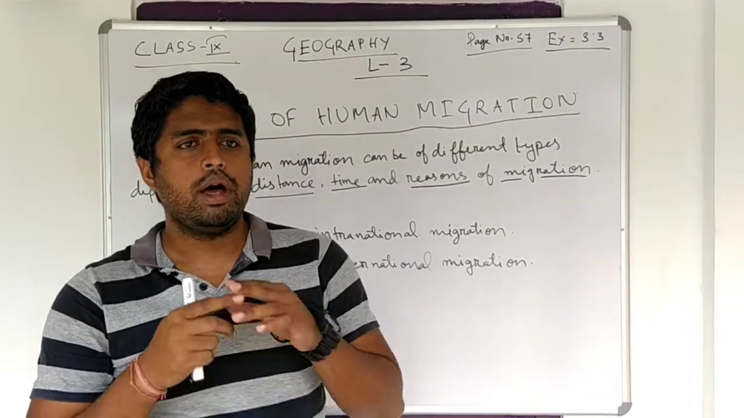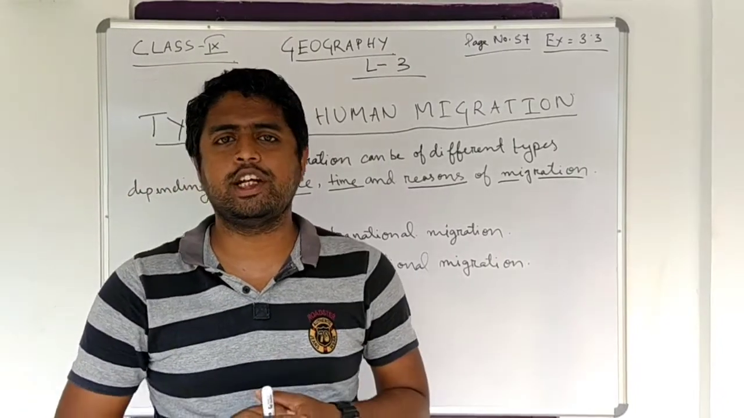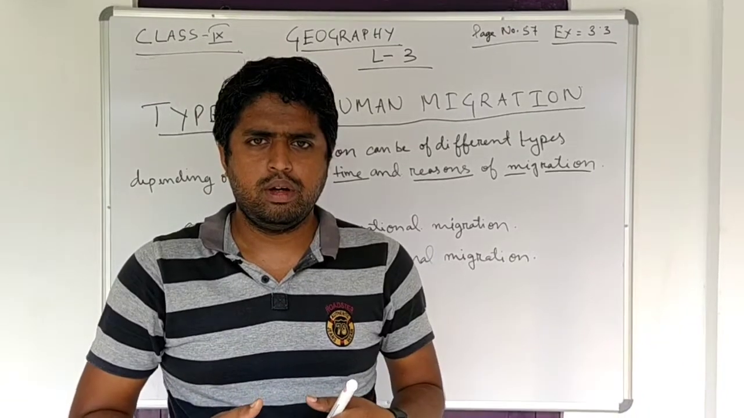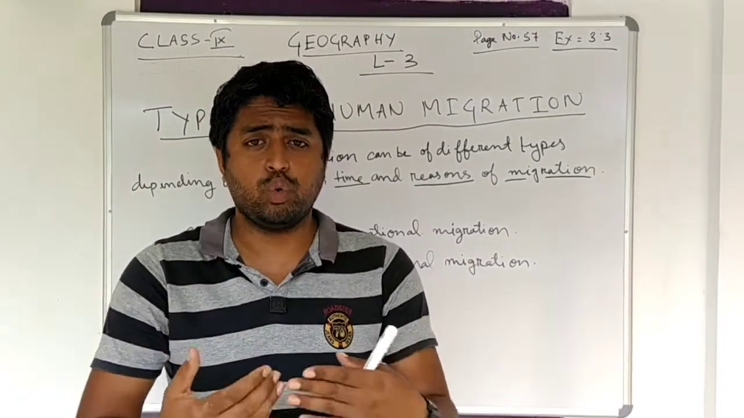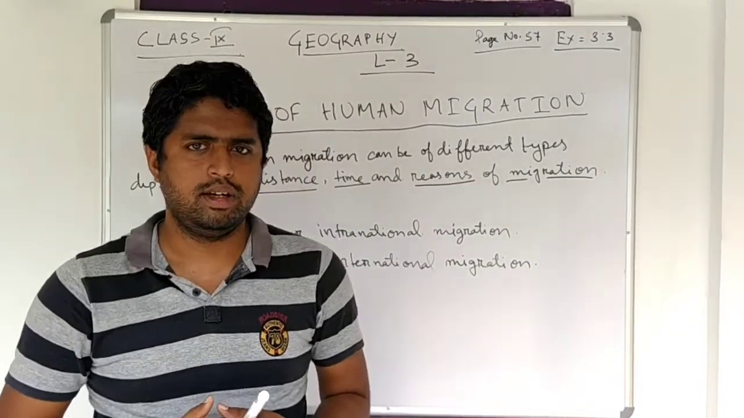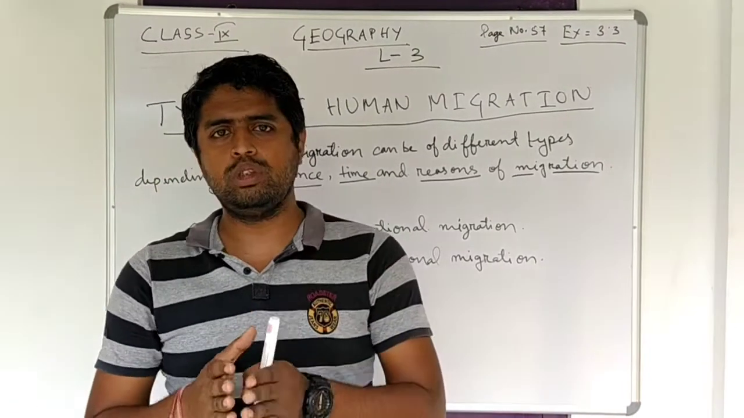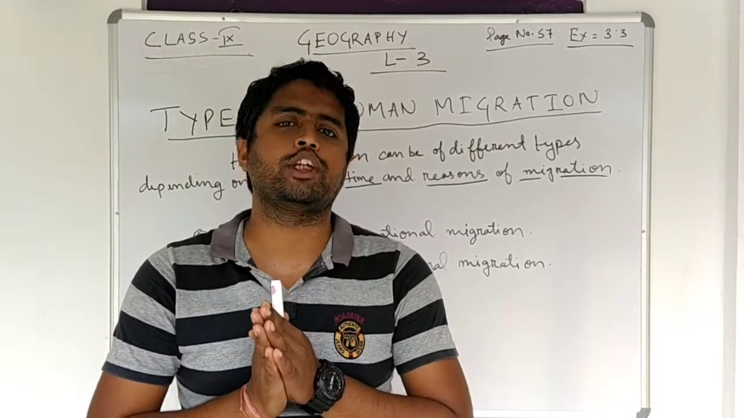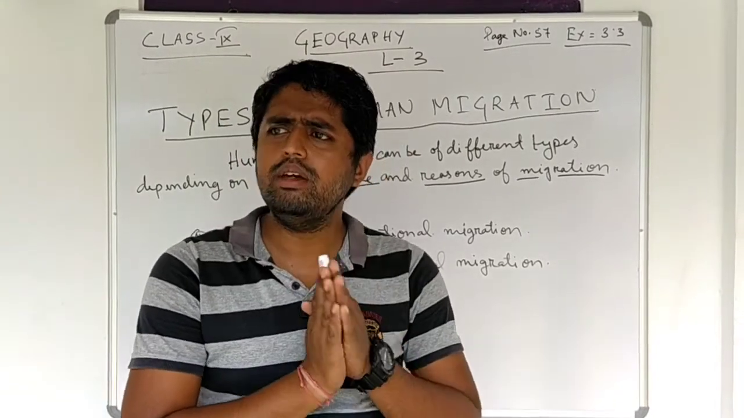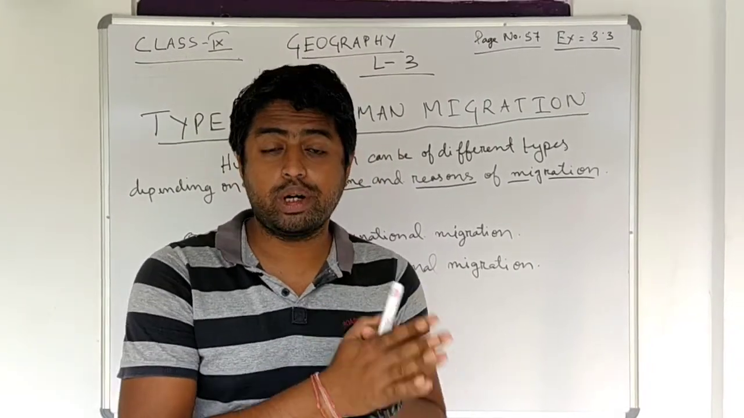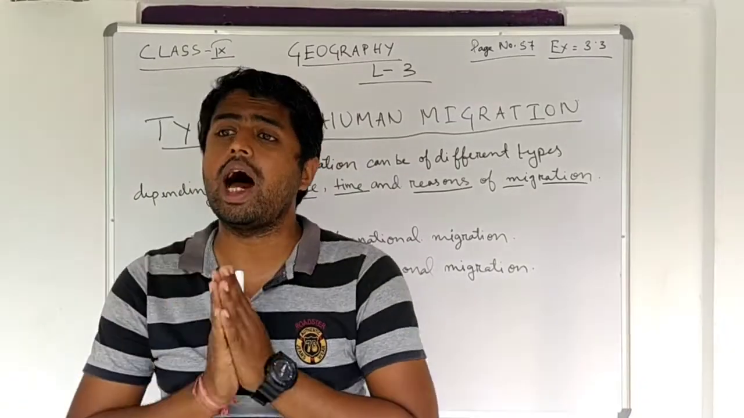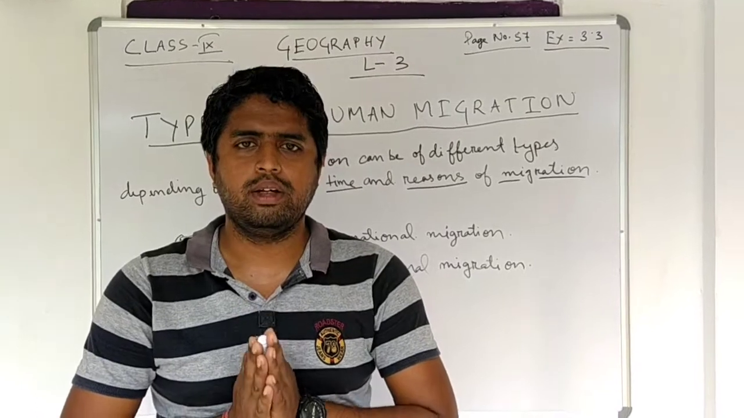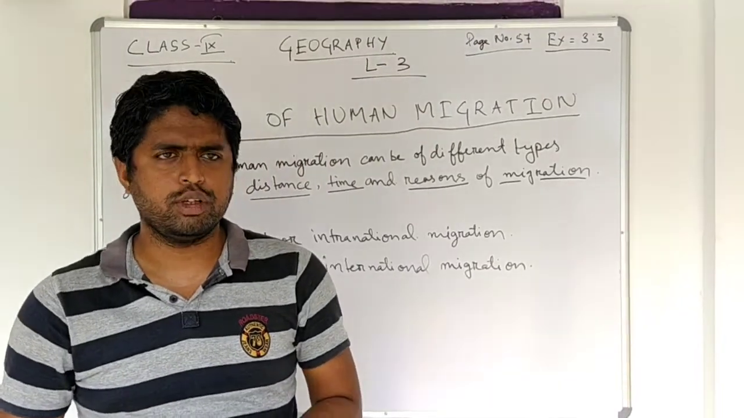As you know, Rajasthan is a desert area where economic activities, the means through which he earns, will be less compared to the people who are living in Assam. This is called economic migration. So basically, if you live in Rajasthan, you will try to shift yourself to another place where you can earn better. This is called economic migration.